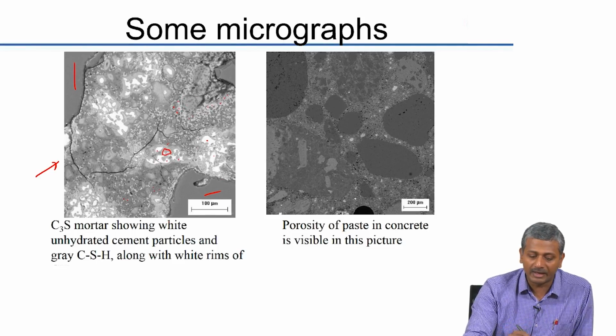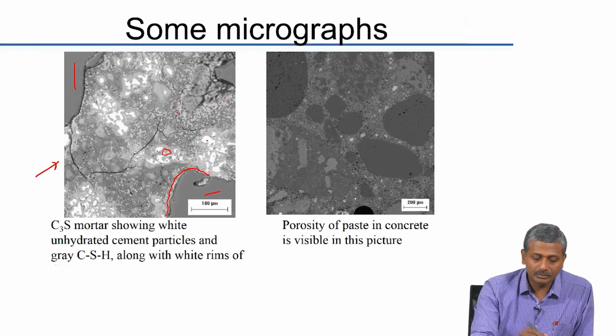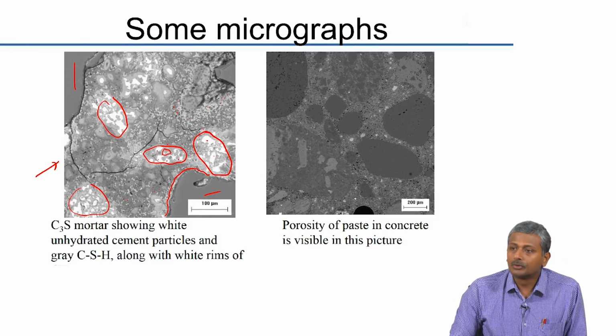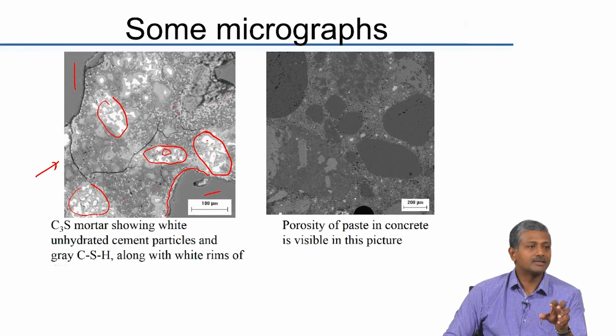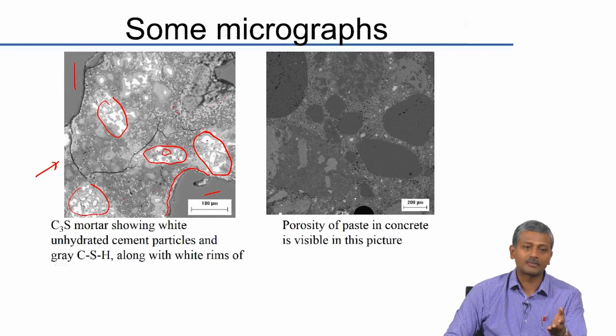You can also see around the aggregate there seems to be a layer forming of calcium hydroxide, right? And there are several grains of C3S which are partially hydrated. Okay. So what I am trying to show here is a system where there is no aluminate present. So you will only get CSH and calcium hydroxide.